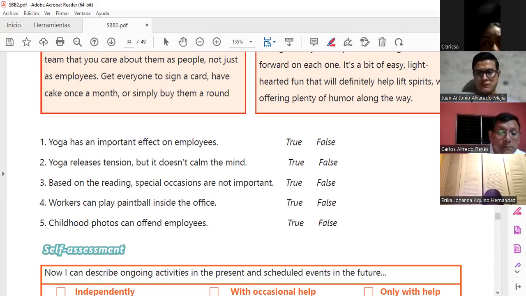It's for teacher. Okay, read me number three, please. Based on the reading, special occasions are not important.